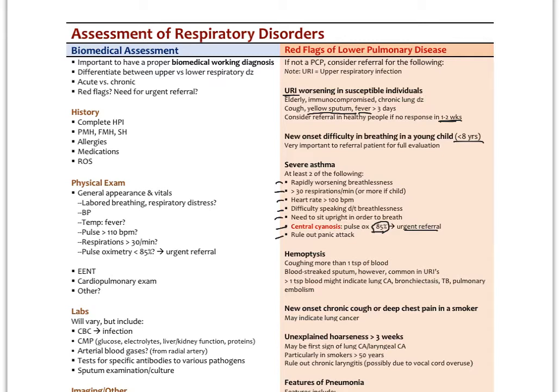The increased heart rate and respirations are an indicator in asthma that there's inadequate air exchange, and so the body is trying to compensate for that. So that would be a red flag.